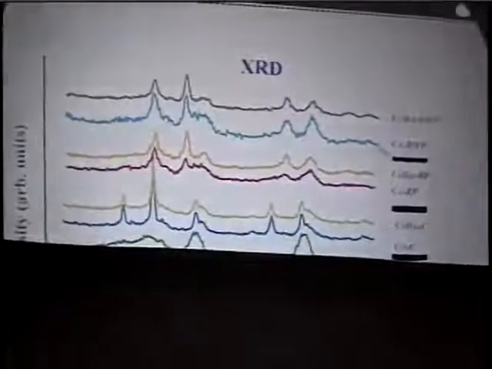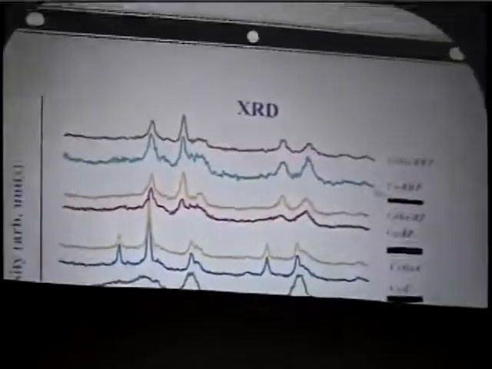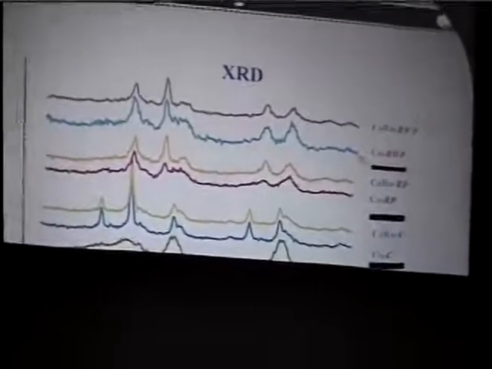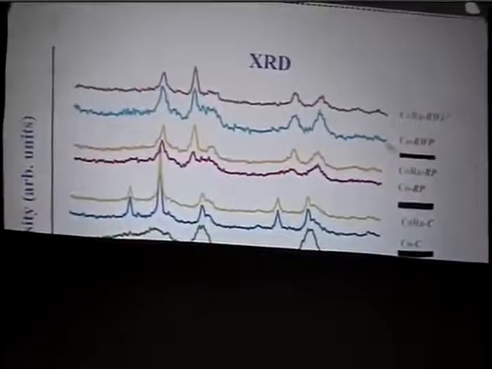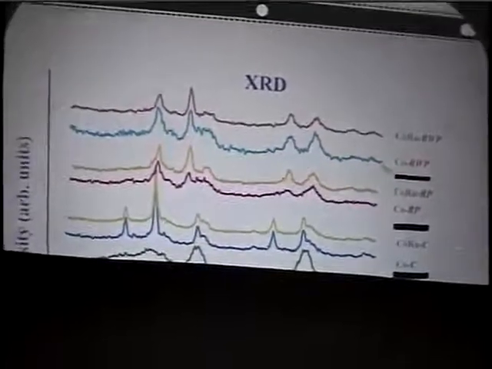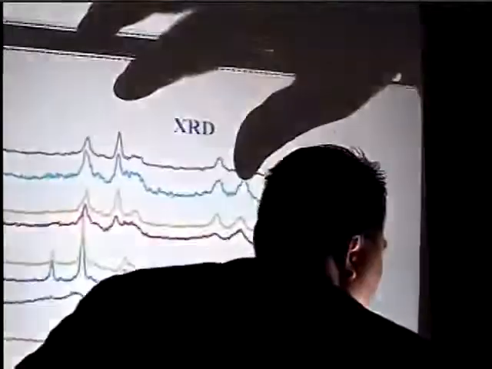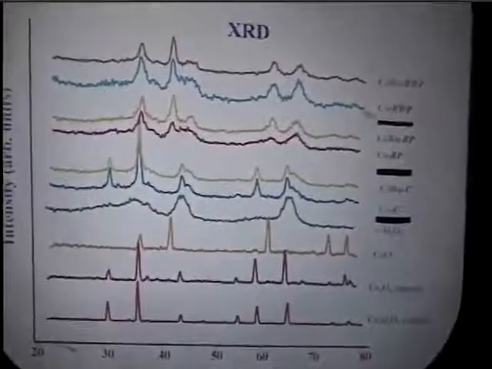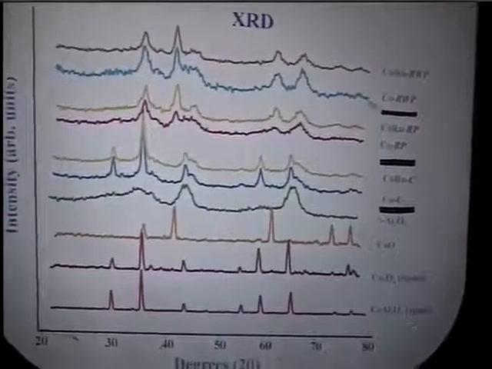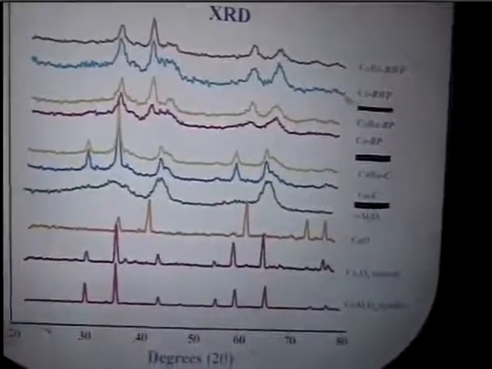XRD was performed to determine the crystalline phases of the cobalt catalyst after various pretreatment conditions. These are the XRD patterns for the calcined cobalt and cobalt ruthenium catalysts, the reduced and passivated catalyst sample, and the catalyst reduced with the additional water vapor and passivated. For references, the XRD patterns for the alumina support, cobalt oxide, Co3O4 spinel, and cobalt aluminum spinel were also carried out.